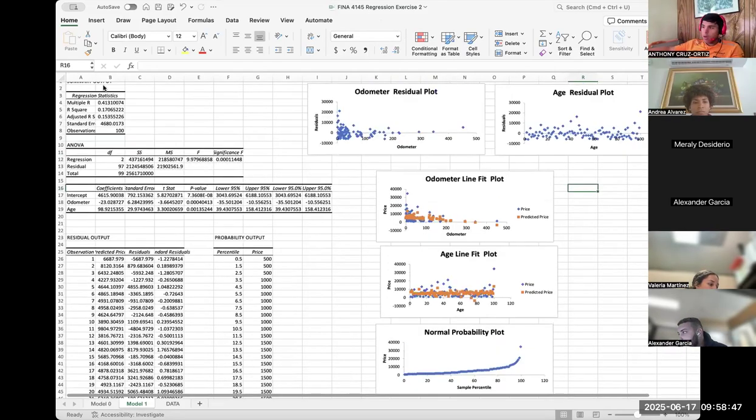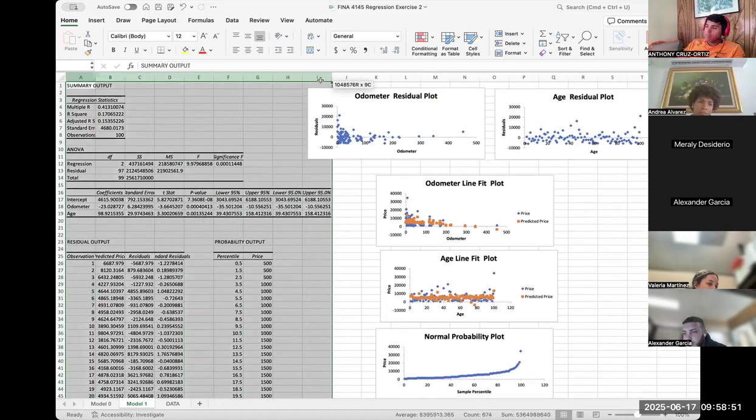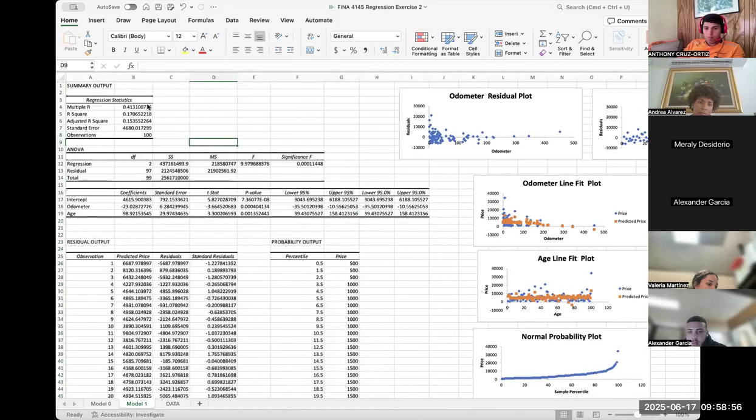All right, so what we're going to do, let's start with the R. Okay, so the R went up. R square is better. Okay, so it looks better to include the two variables.